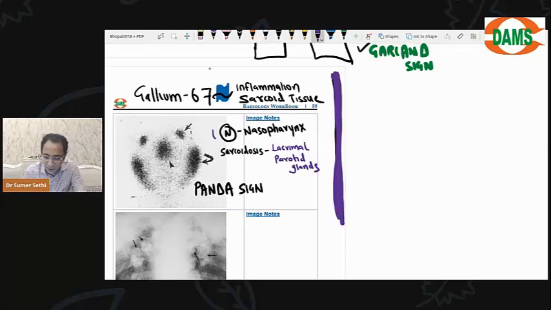Similarly, in the chest, gallium uptake will be seen in the right paratracheal node, right hilar node, left hilar node, beta.